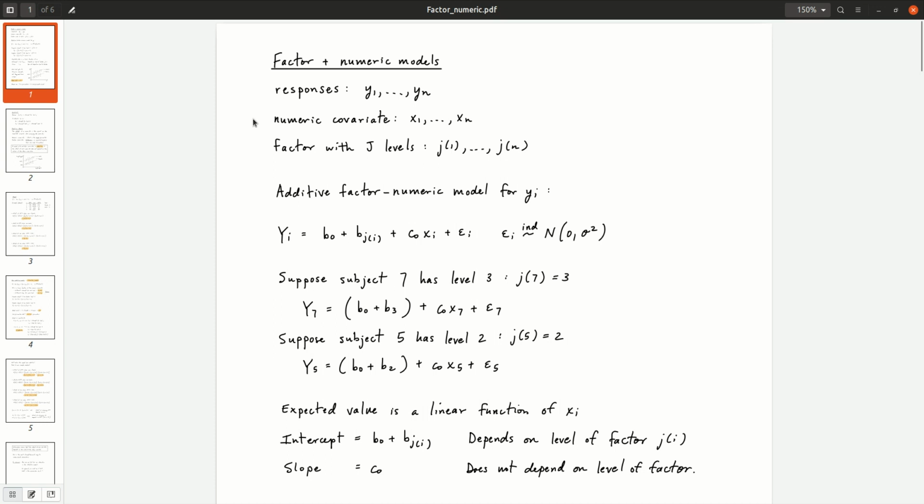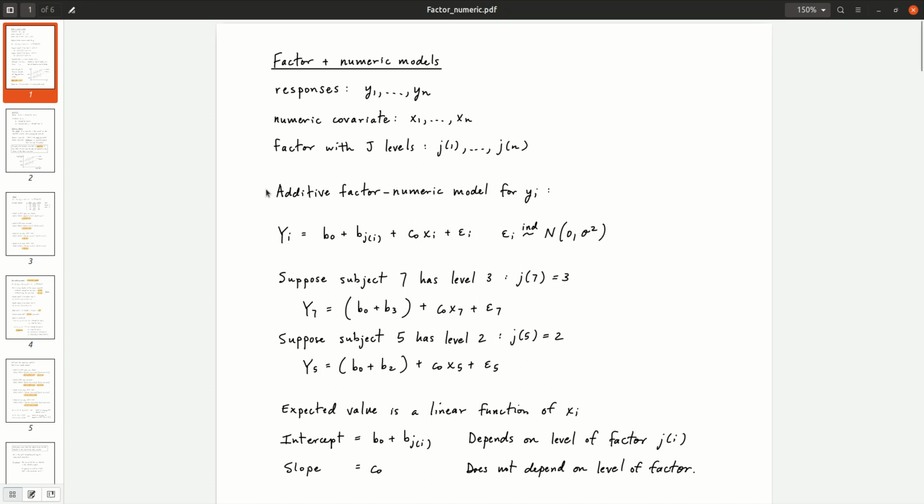We're going to have a single numeric covariate in these models. So we're going to label it just x1 up to xn since we don't need to distinguish between two different numeric covariates. And then we're going to have a single factor, and that factor will have J levels. And we'll use this indexing notation to tell us which level the ith observation has. So j of 1 tells us which of these capital J levels the first observation has.